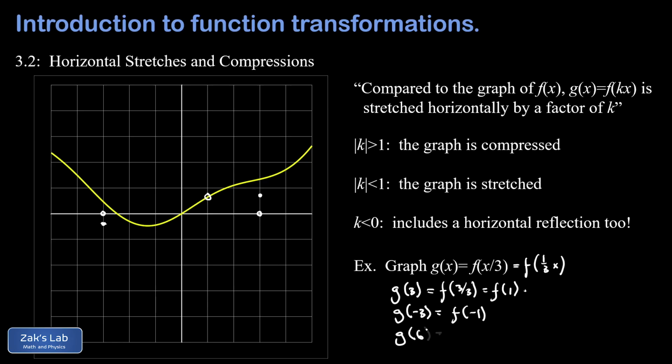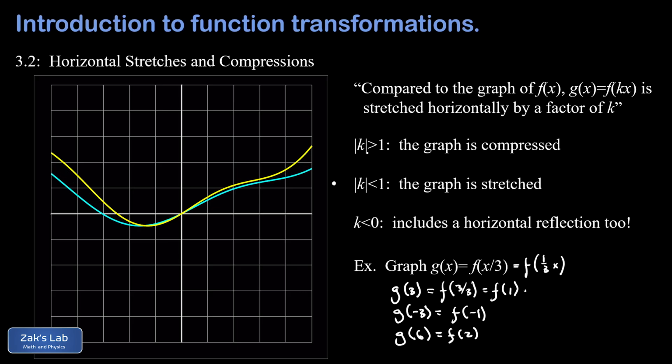g of 6, that goes one space off the graph, would be f of 2. So I'm taking the f value from here and then plotting it all the way over here. So every point on the graph of g is simply 3 times as far away from the y-axis as the points on the graph of f of x.